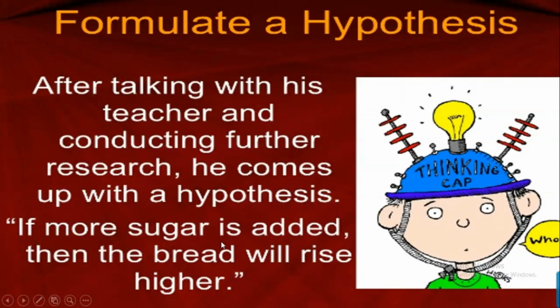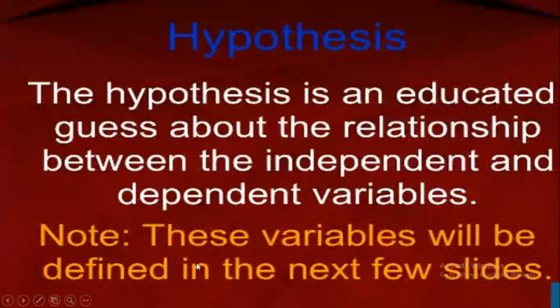But here the bread is not independent, it is depending on sugar. If we increase the amount of sugar, the loaf of bread will be increasing, right? So we want to see whether there is any impact of increasing the amount of sugar on bread, or no impact. So this is the hypothesis, right? The hypothesis is an educated guess about the relationship between the independent and the dependent variable. As we have discussed earlier, what a dependent and independent variable are. These variables will be defined in the next few slides.